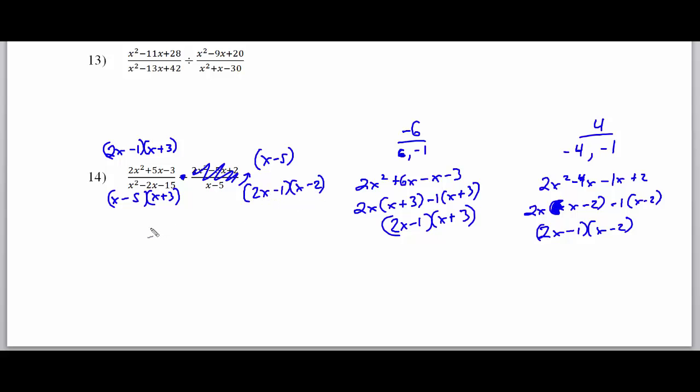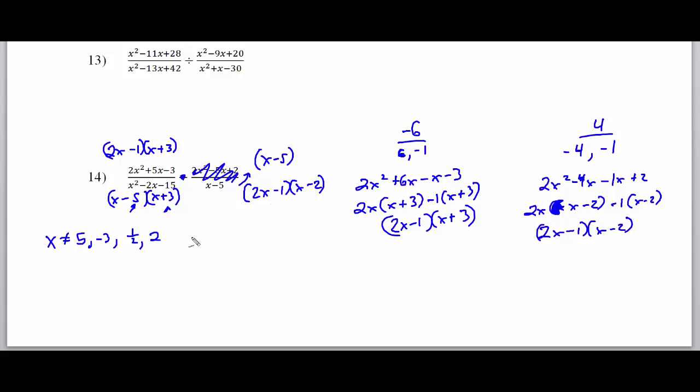And before we start canceling or simplifying, let's go through our excluded values. X cannot be equal to 5 from this number. X cannot be equal to negative 3 from this number, right there. 2x minus 1 cannot be equal to 0. So if we move the 1 and divide by 2, 1/2 is a danger number. And then 2 is another danger number.